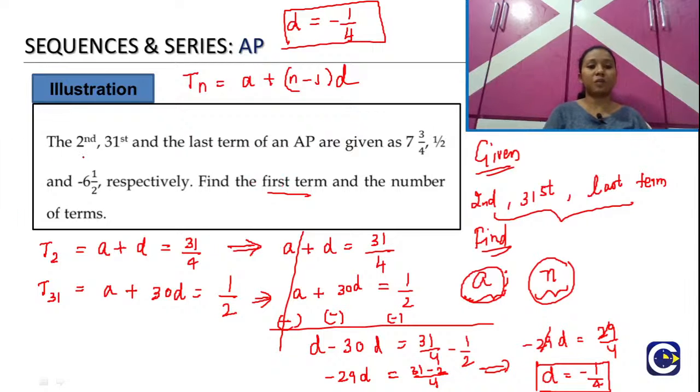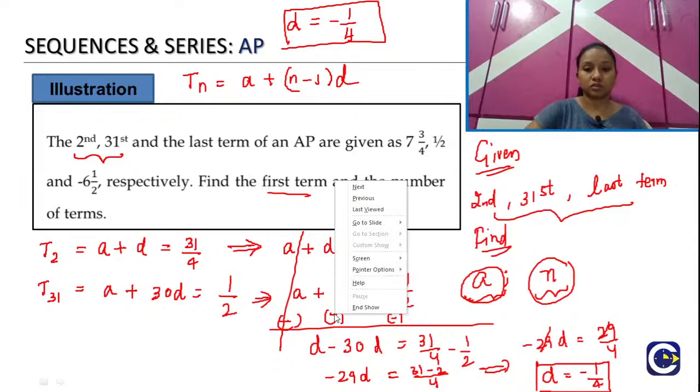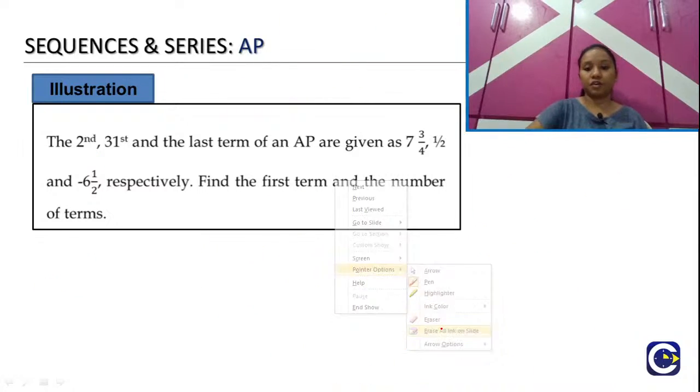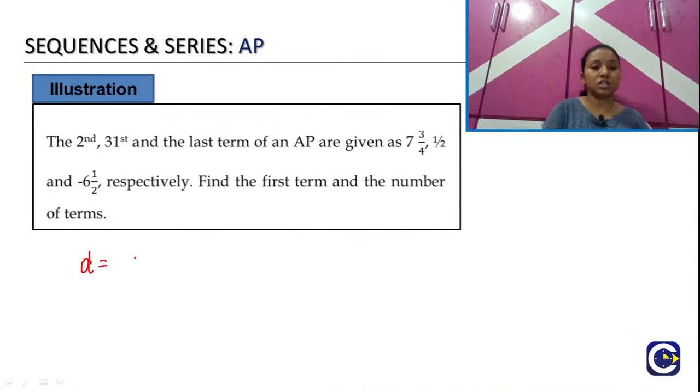So it's just that we have applied the general term concept and we have used the given information, that is second term and 31st term of the progression is given, from where we have determined the common difference is equal to minus 1 by 4. So if you remember, when we have common difference less than 0, what it actually indicates? So it states that the given progression is a decreasing progression. So now can you guys determine the first term of the progression as well as the number of terms quickly?